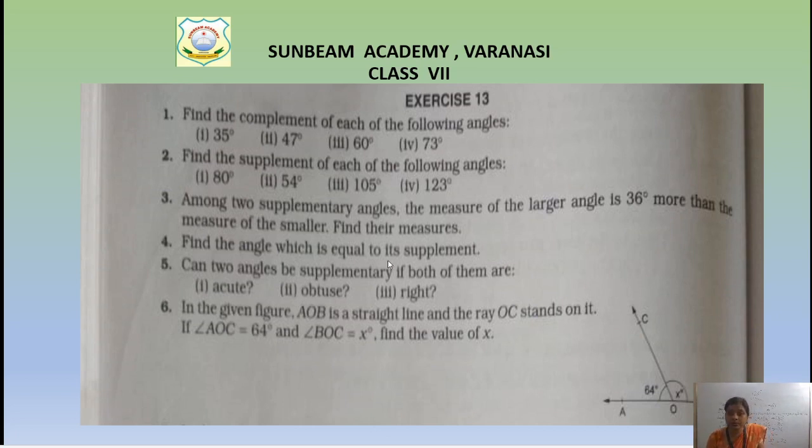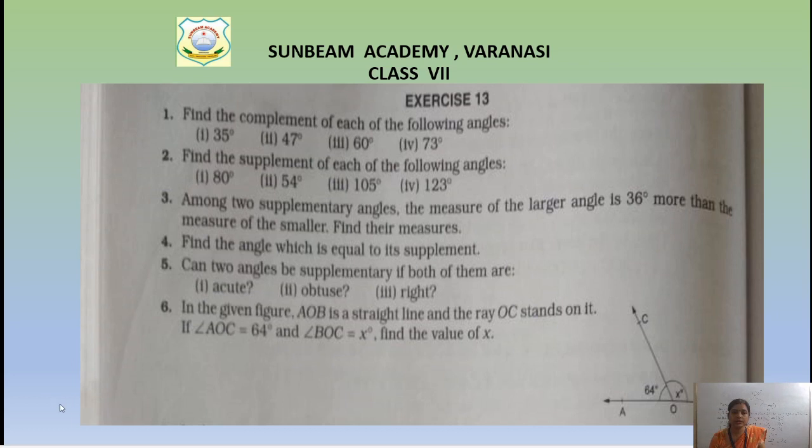Both will be obtuse? No. If both are more than 90 degrees, how can it be 180 degrees? Both are right angles? Yes, it can be. It is possible. Or one is acute, one is obtuse, right? But that condition is not given. So question number 5, third part: yes, two angles can be supplementary if both of them are right angles.